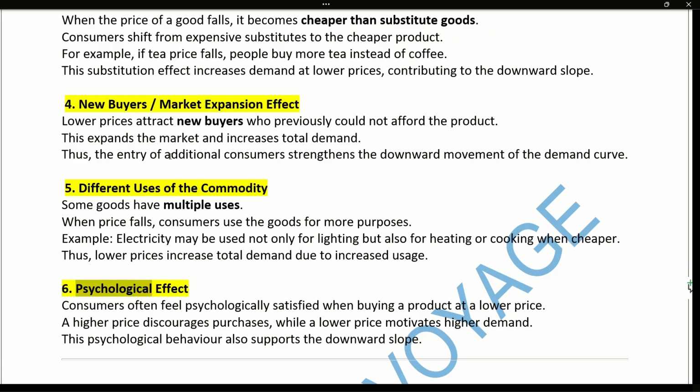6. Psychological effect. Consumers often feel psychologically satisfied when buying a product at a lower price. A higher price discourages purchases, while a lower price motivates higher demand. This psychological behavior also supports the downward slope.